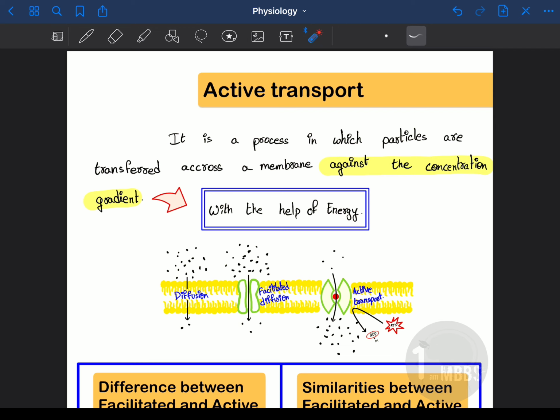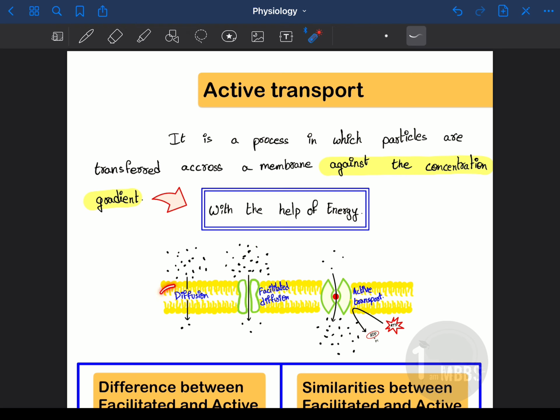Basically, transport occurs in two forms, passive form and active form. Passive form has mainly diffusion and facilitated diffusion. What is passive form? Nothing but the movement of substances down the concentration gradient or an electrochemical gradient, such as the movement of O2, like diffusion of O2.